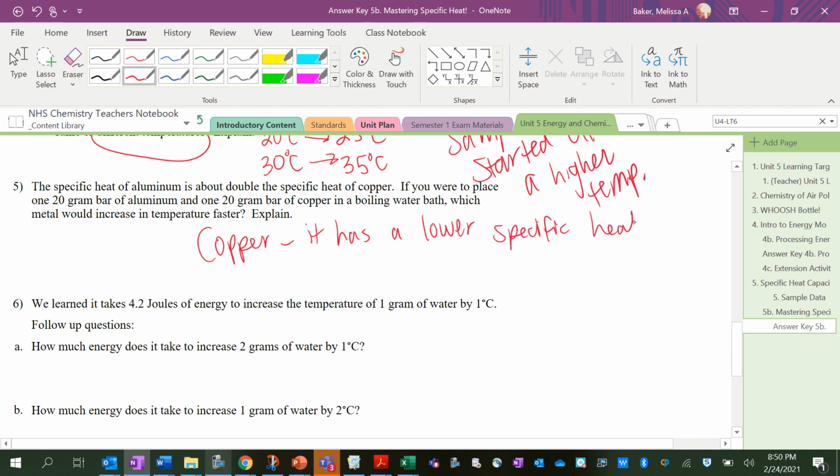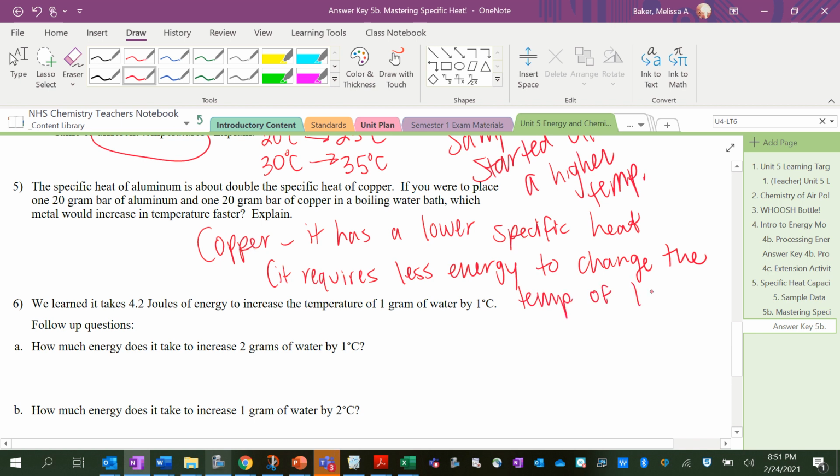So in other words, it requires less energy to change the temperature of 1 gram by 1 degree Celsius.